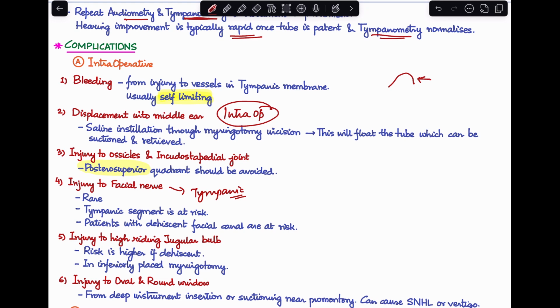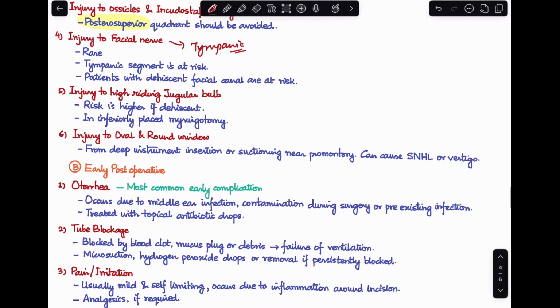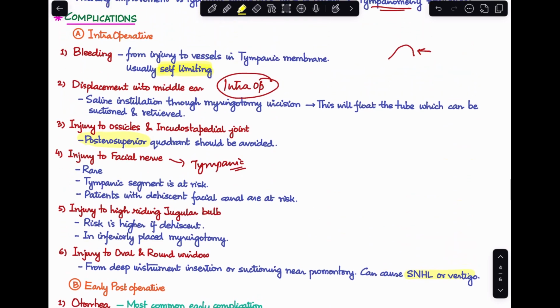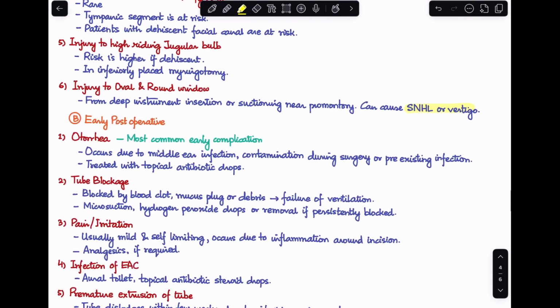So, we should be very careful about the jugular bulb, especially if we are trying to place a myringotomy incision very inferiorly. Next complication is an injury to the oval and round window. This can happen if you do instrumentation very deeply or suction more near the promontory. This can end up causing sensorineural hearing loss or vertigo. So these are our intraoperative complications.